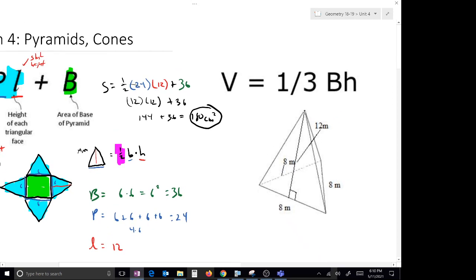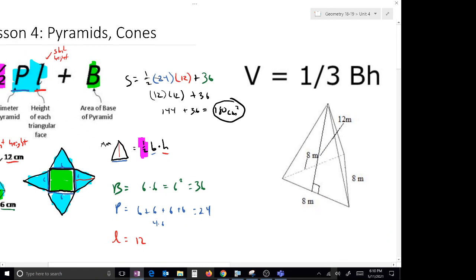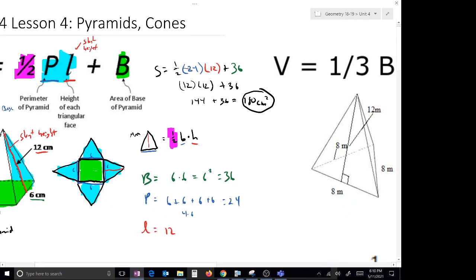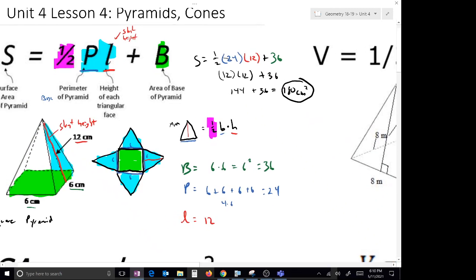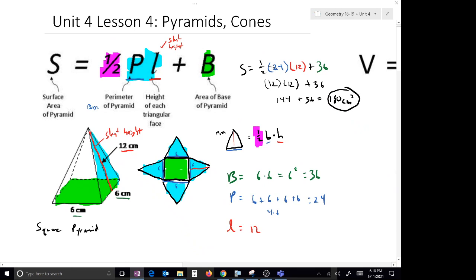and our volume formula is 1/3 B times H, so it's almost the exact same thing as our prism formula for volume. It's in fact 1/3 of it. So in other words, you could fit 3 pyramids inside of a prism of the same height and the same base. So if I had a prism that had a 6 by 6 base and the same height, I could fit 3 of these pyramids inside of it.